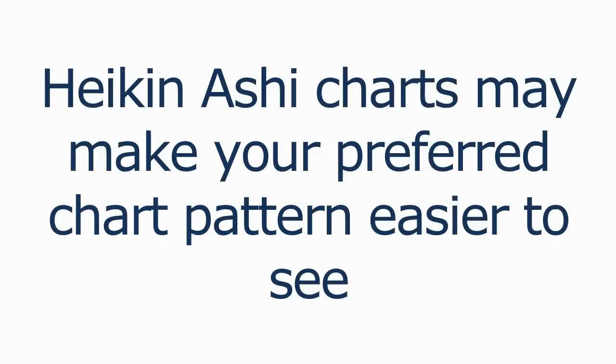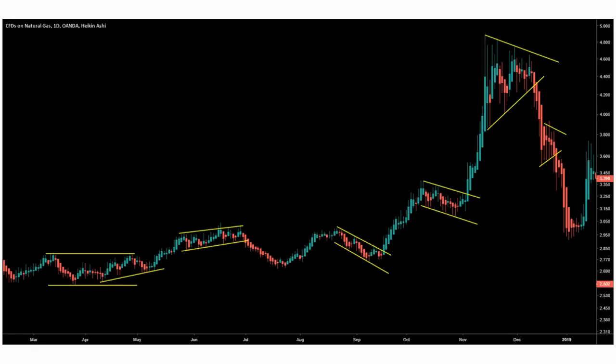All right, but for those who do enjoy digging into things, Heikin Ashi charts may make your preferred chart patterns look easier to find. So on this chart of corn, we have easily defined ranges.